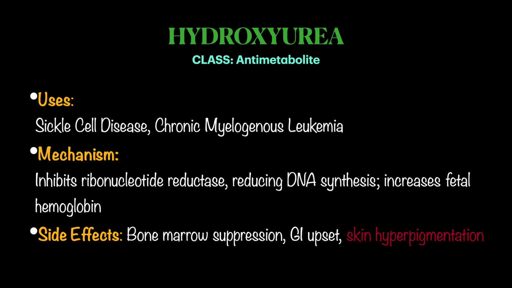The other drug we have is hydroxyurea. It is an anti-metabolite. The uses are sickle cell disease, chronic myelogenous leukemia, CML. We have talked about it in our hematology section of pathology, Step 1 First Aid, right? Line by line. If you haven't watched the lecture, you can go and watch.